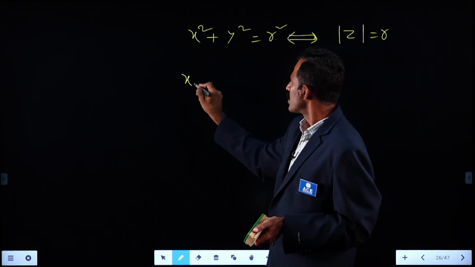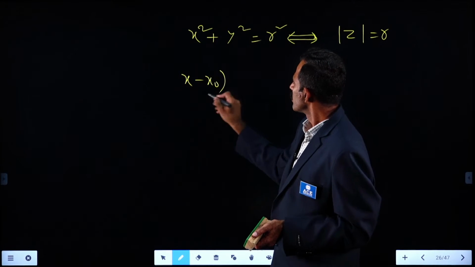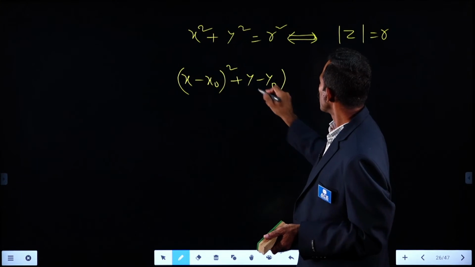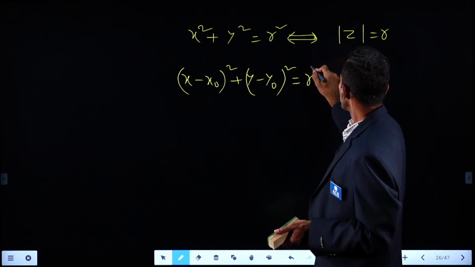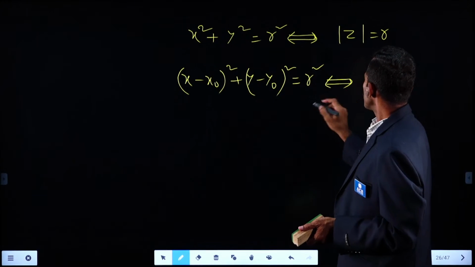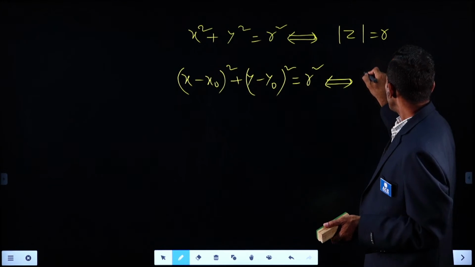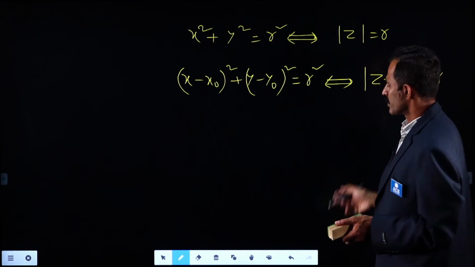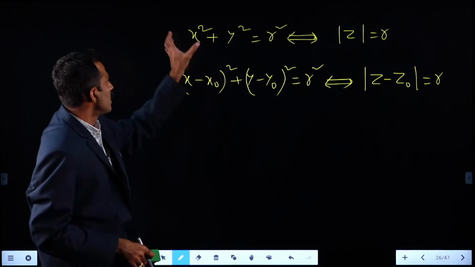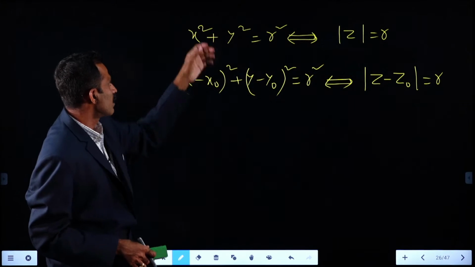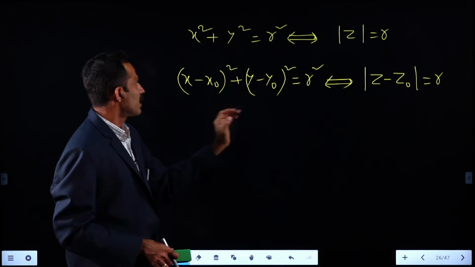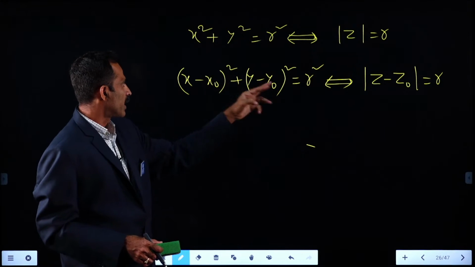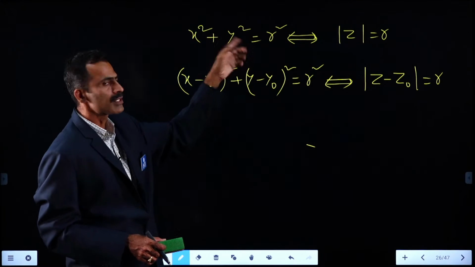And if you consider the general center at any point, x minus x naught whole square plus y minus y naught whole square equal to r square. This equation of the circle in terms of z is written as mod z minus z naught equal to r only. It is also the equation of a circle, one in terms of x and y, the other in terms of z. Here the general center is x naught, y naught, radius r. Earlier, the particular center was origin and radius r only.